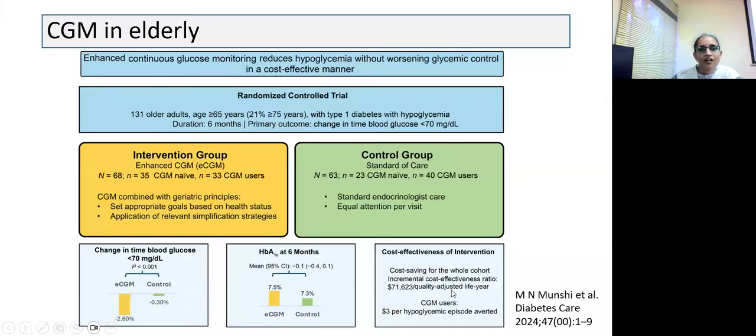What about the use of CGM in the elderly? In a randomized controlled trial, which included 131 older adults above the age of 65 years with type 1 diabetes with episodes of hypoglycemia who were on CGM for 6 months, the intervention group had less hypoglycemia and had better glycemic control as compared to those who used self-monitored blood glucose levels.